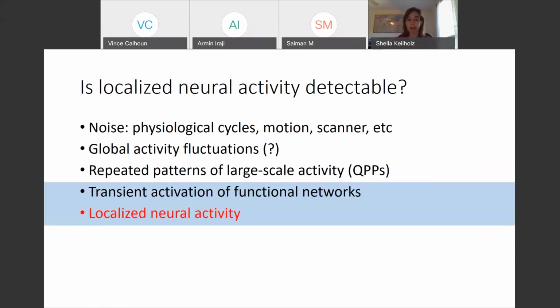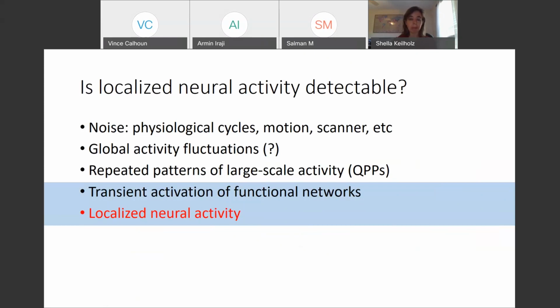So that leads me to this last piece, and that's the idea of, can we detect localized neural activity? And maybe it should be transient activation of functional networks. Maybe we can't see a single area activate, but maybe we're going to see some sort of coordinated activation. And I think that's a question that we're all very interested in. We know that this activity is in there because it's the kind of thing that we pull out with task-related fMRI. But can we detect it in the resting state?